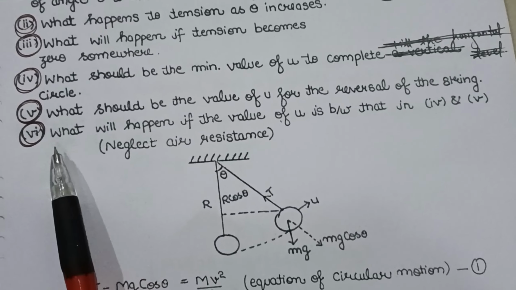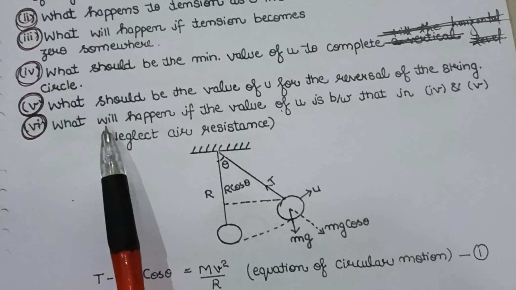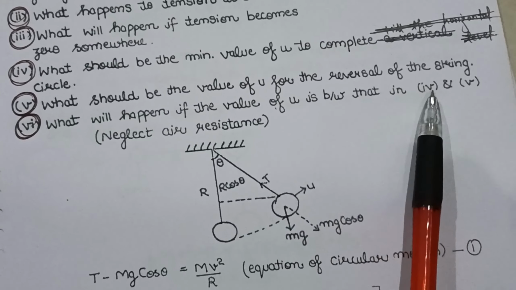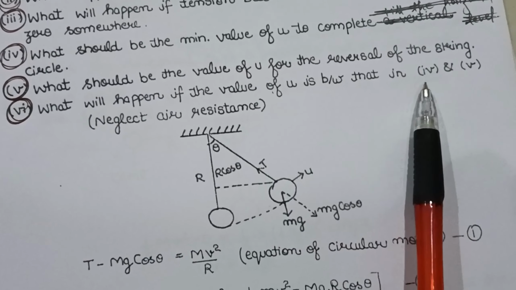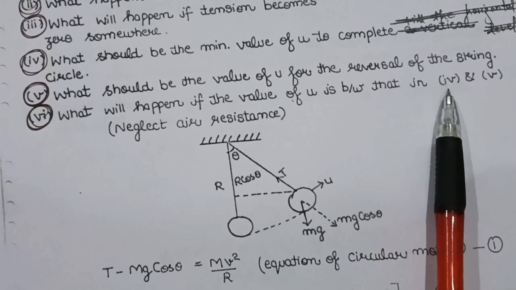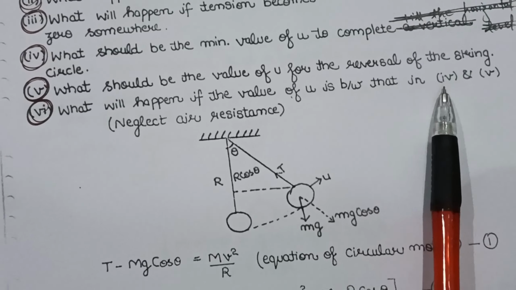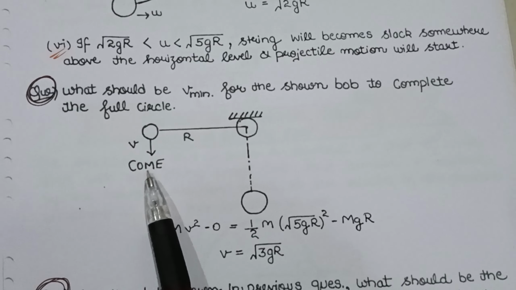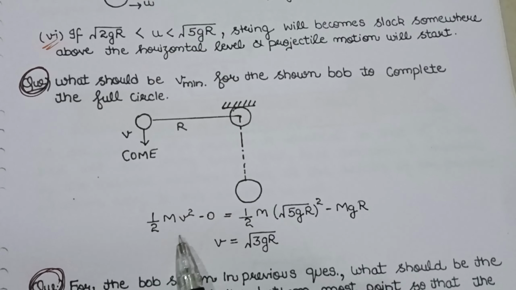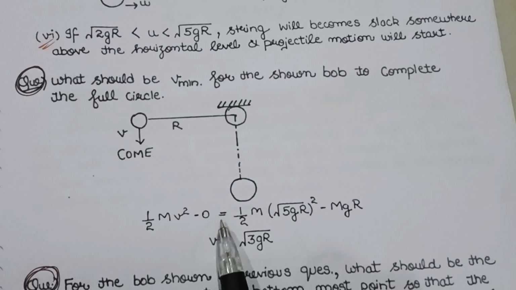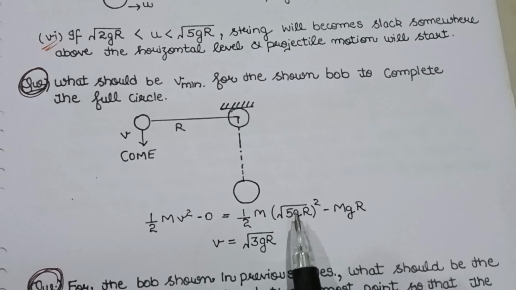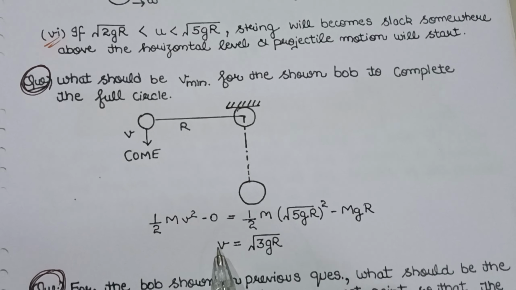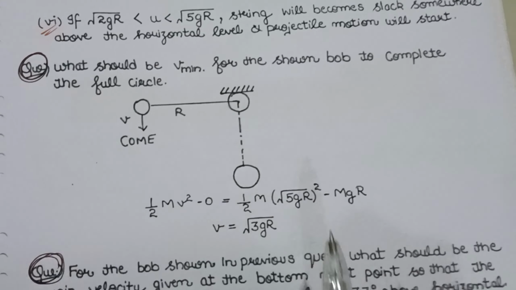Now let's look at the sixth question, which is: what will happen if the value of u is between that in question 4 and question 5, meaning between theta equal to 180 degrees and theta equal to 90 degrees? According to the law of conservation of mechanical energy, half of mv square minus 0 is equal to half of m into under root of 5gr whole square minus mgr. Therefore v is equal to under root of 3gr.